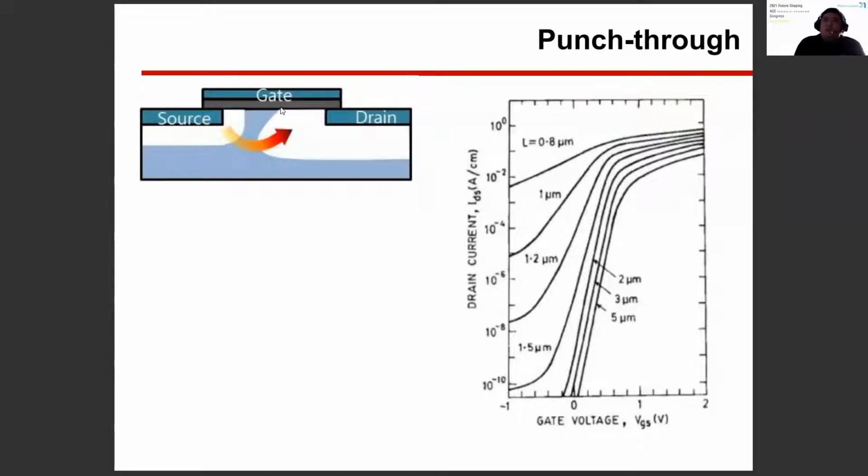With short enough devices, the depletion regions of the drain and source can overlap, so that current can flow through the depletion region. This is called the punch-through effect. This means even if we don't give the gate any plus voltage, the leakage current can flow more easily than in the older long channel devices.